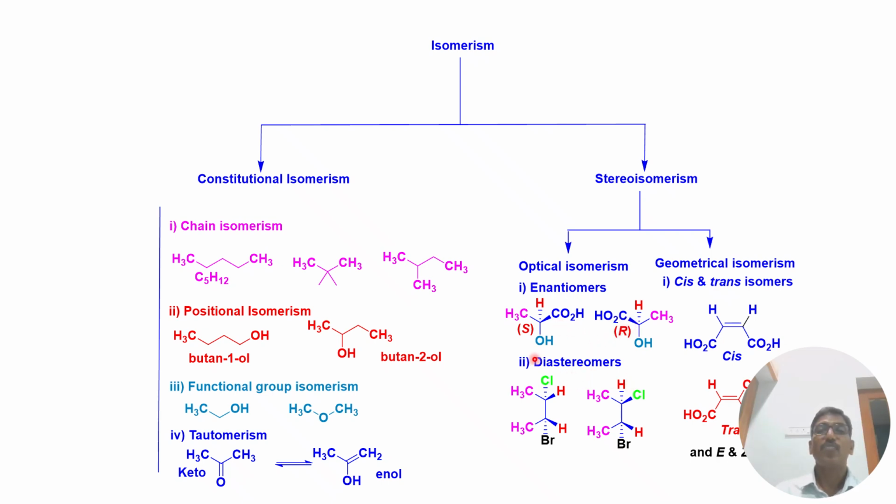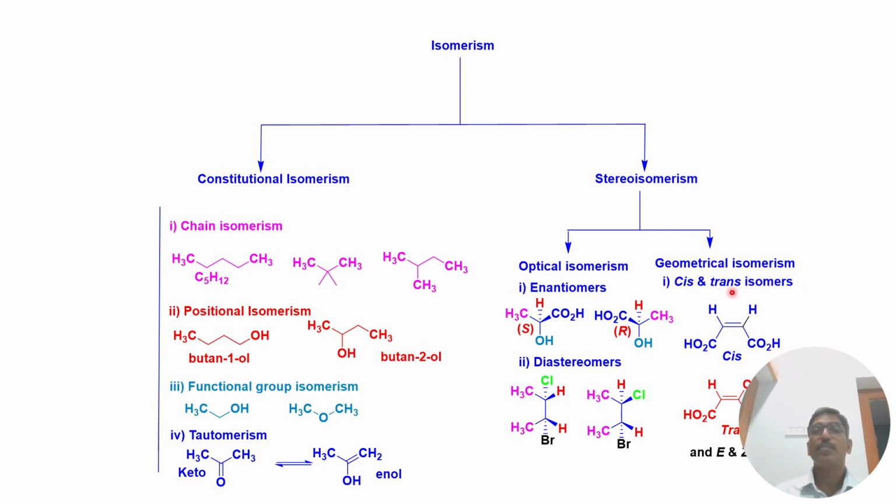When it comes to diastereomers, they are neither mirror images nor superimposable. Enantiomers have the same chemical and physical properties, whereas diastereomers have different physical and different chemical properties.